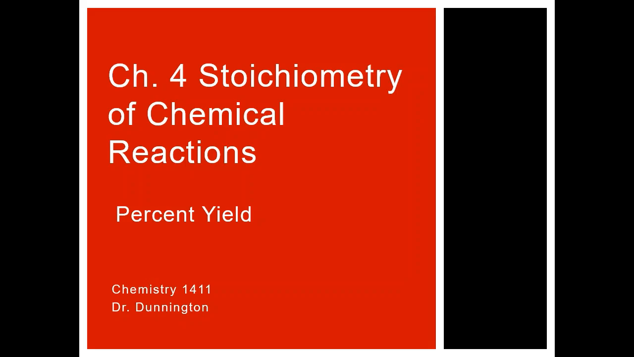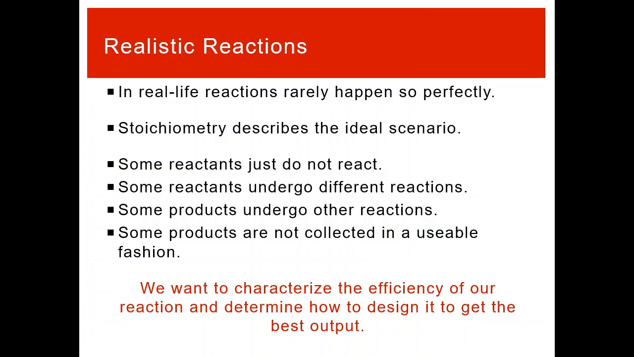Continuing on, we want to start talking about percent yield. Everything we've talked about so far has been in basically an ideal setting. These stoichiometry calculations are giving you the numbers that would correspond to perfect reactions. In real life, things never go perfectly.